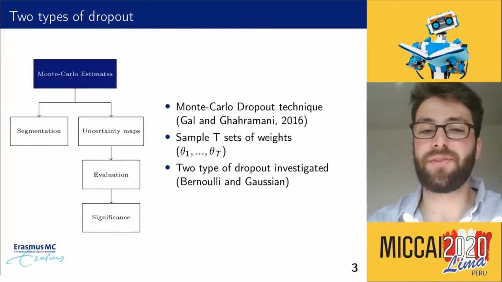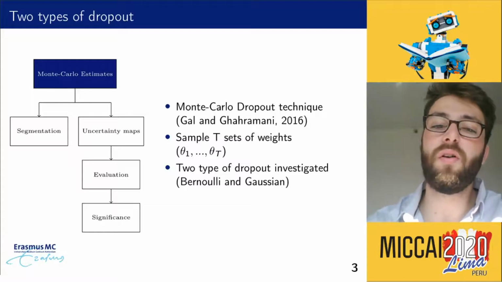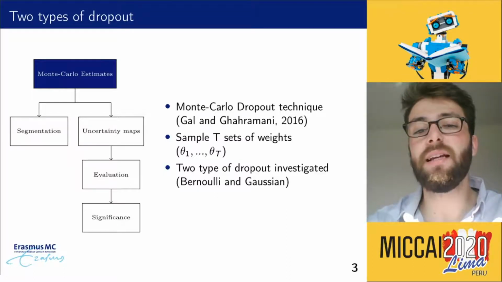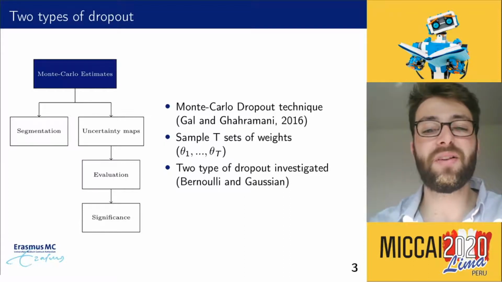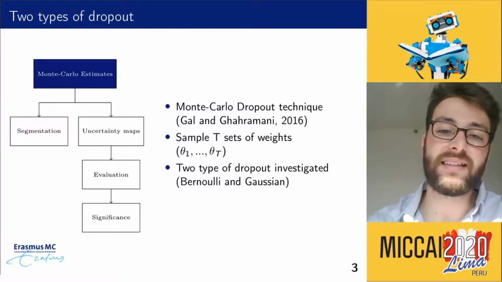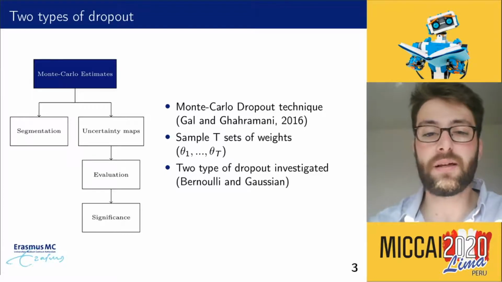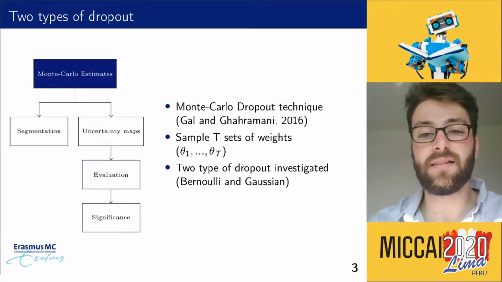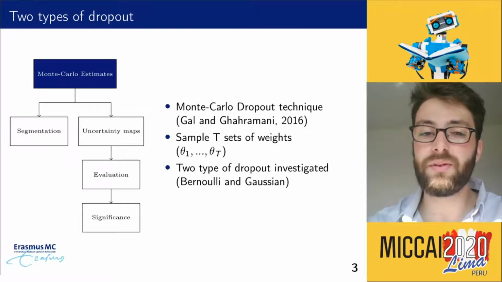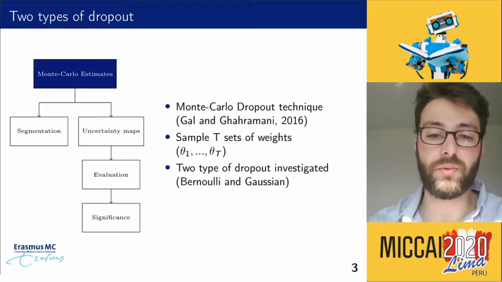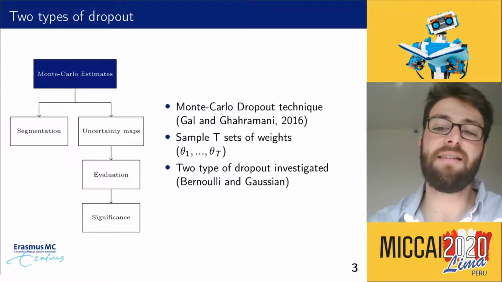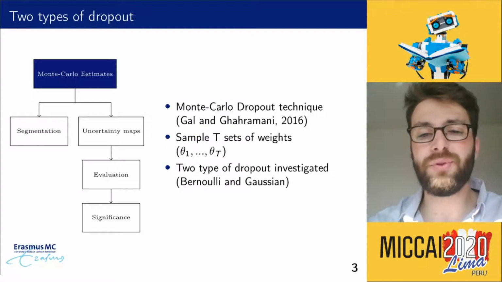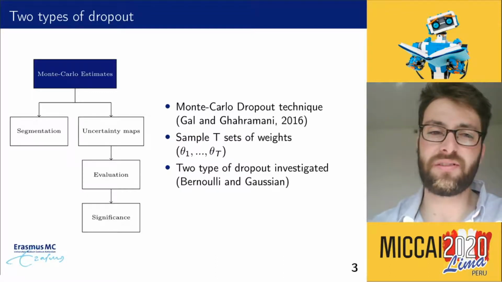Monte-Carlo estimates first. We used the technique developed by Gal and Ghahramani in 2016, which is called Monte-Carlo dropout. The Monte-Carlo dropout technique consists in sampling T sets of weights, sigma 1 to sigma T, evaluating the segmentation for each of those weights, and then ensembling the results.